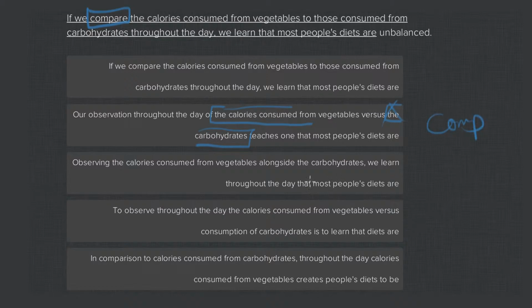And number 3, this is observing the calories consumed from vegetables alongside the carbohydrates. Same issue. Same thing in the fourth answer choice. To observe throughout the day the calories consumed from vegetables versus consumption of carbohydrates, right? Again, we're comparing calories and carbohydrates.